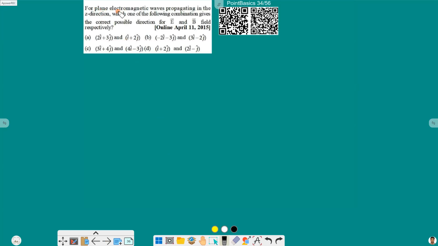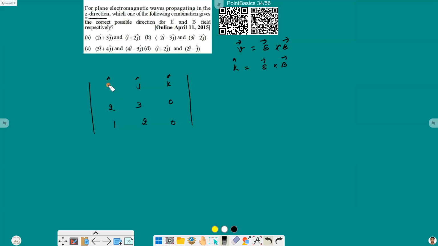Now in the next one: for a plane electromagnetic wave propagating in the z direction, which one of the following combinations gives the correct possible direction of E and B field respectively? We are given four options for E and B, and we know that for an EM wave, the direction of velocity is given by E cross B. Here V is along the z direction, so V is along k, so it must be equal to E cross B. Let us solve it one by one. So this is i, j, k. For the first option, we have the electric field along 2, 3 and the magnetic field along 1, 2, with 0 for the z components.